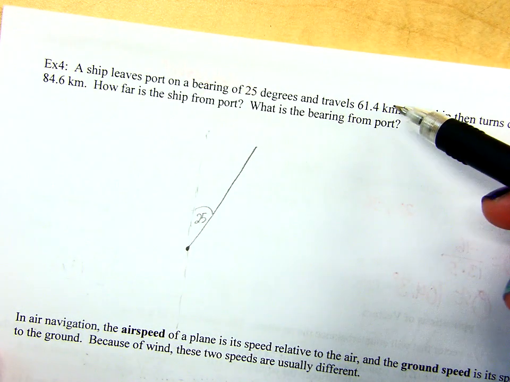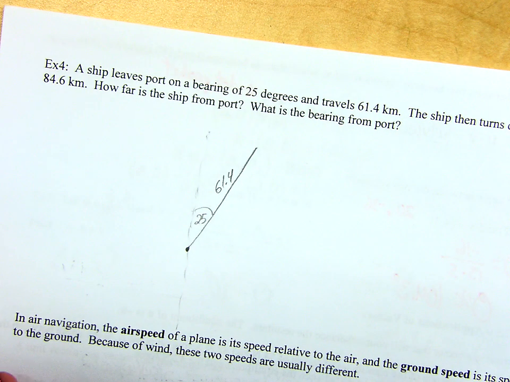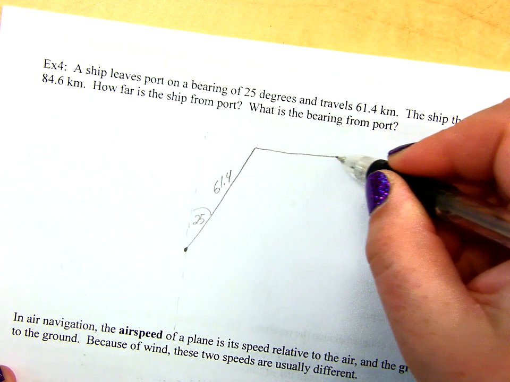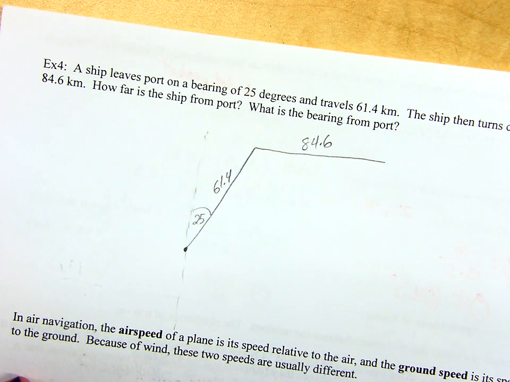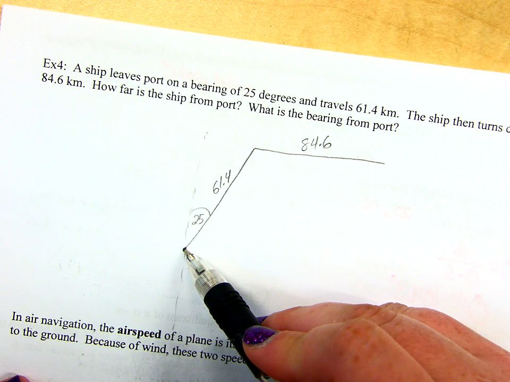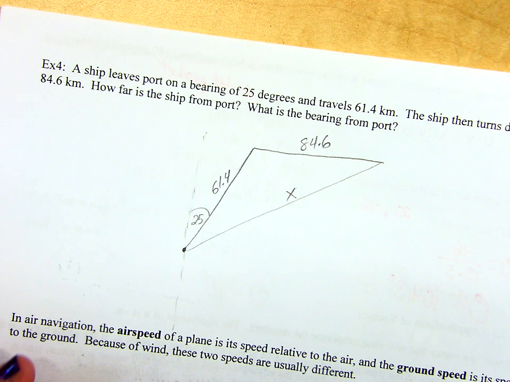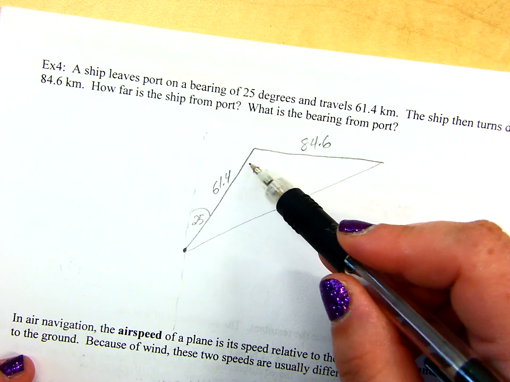The ship leaves the port on a bearing of 25, travels 61.4 kilometers. The ship then turns due east and travels, so due east would be this way, and travels 84.6 kilometers. How far is the ship from port? Now we need to find that angle. So I'm trying to find this right here. Oh, that's just your resultant. Add a vector. I do need this angle though.